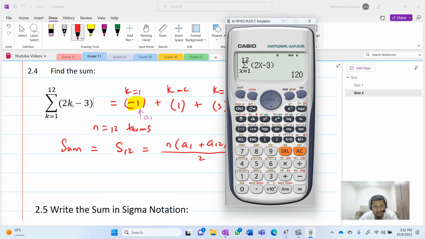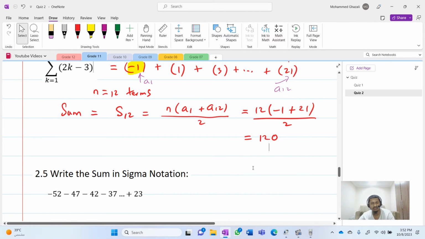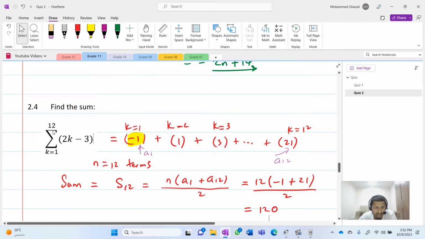Instead of k, change the k. It's just a variable. It's a counter variable. So change the k into an x. We should get this answer, S12, the sum to 12 terms of this.